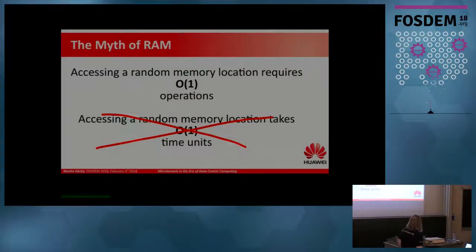Actually, what you should consider is that memory access into today's RAM is something like big O of square root of n, where n is the size of your data or your working set. So generally speaking, the more data your algorithm is working with, the slower it will be, obviously, because you cannot fit all the data into your fast, quick caches. You have to access the RAM.